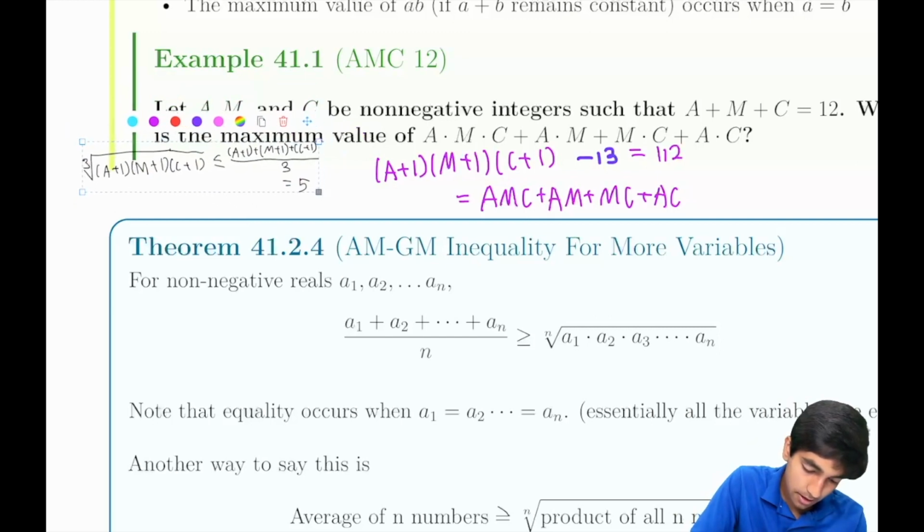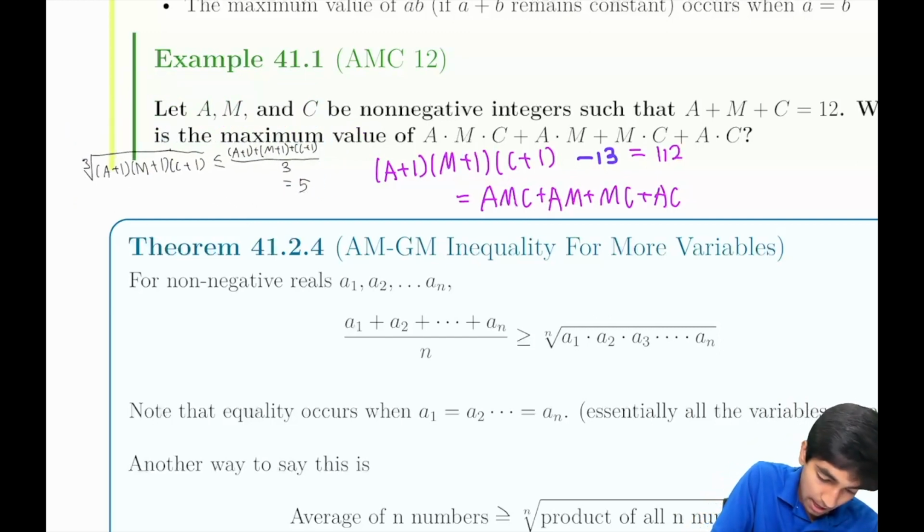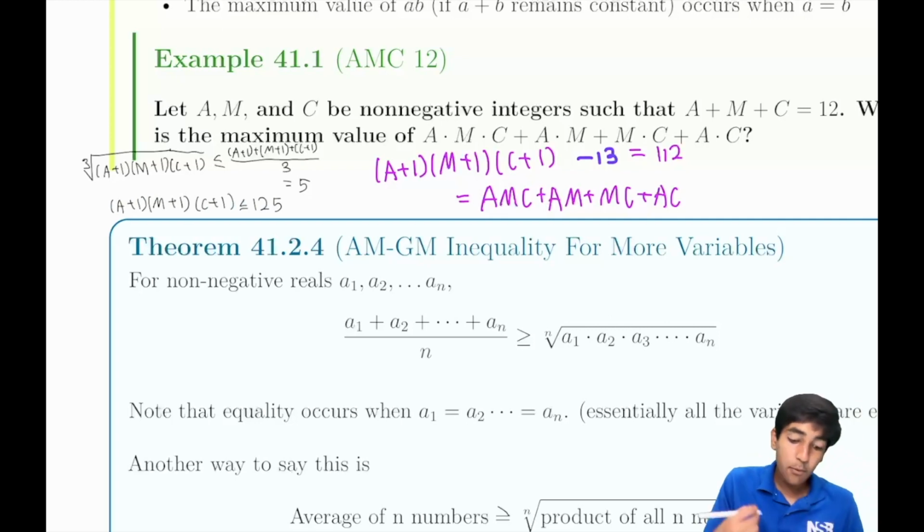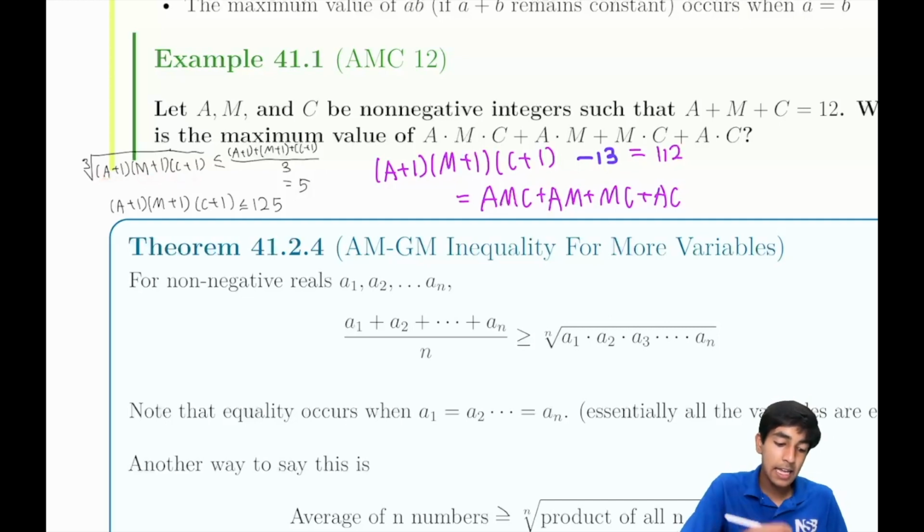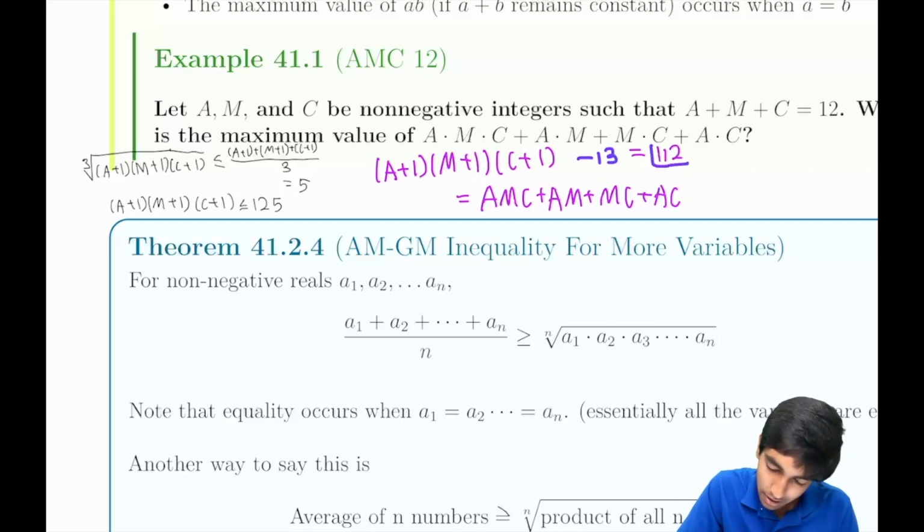Where we had this, and then we cube both sides, we get (A plus 1)(M plus 1)(C plus 1) less than or equal to 125. And when does equality occur? It occurs when all of these 3 things are equal, and because the sum is 12, that means A, M, C are all also going to be equal. They're all going to be 4. So the maximum value of this occurs when A, M, and C are all equal. And the maximum is 112.